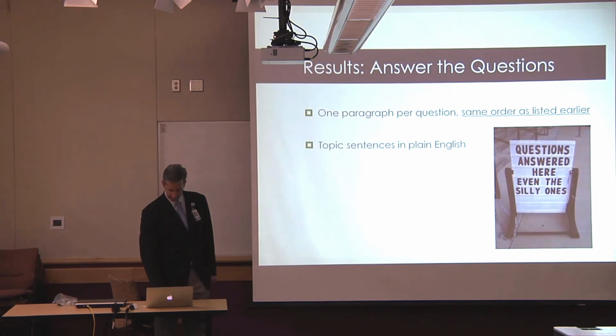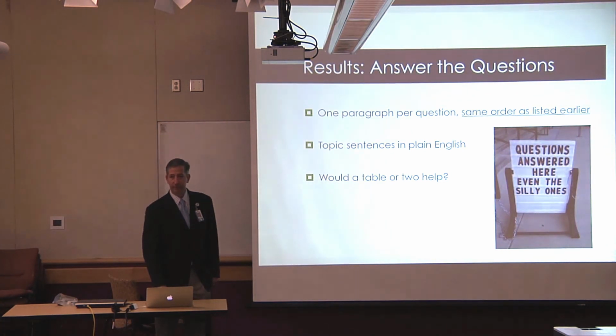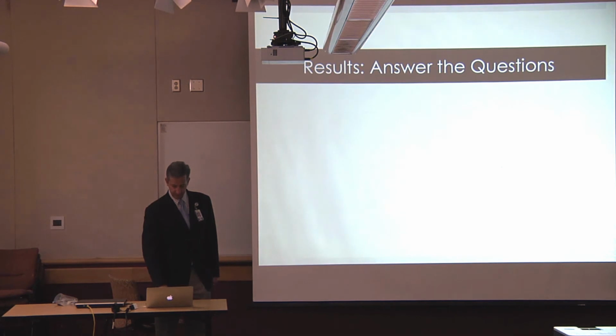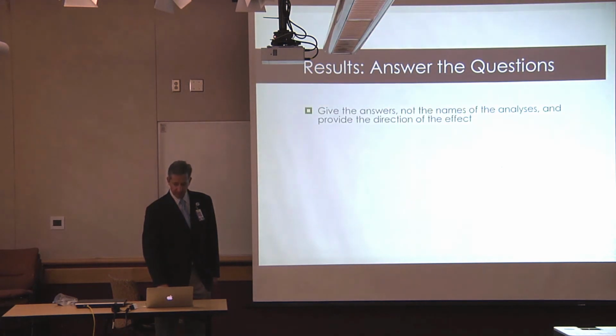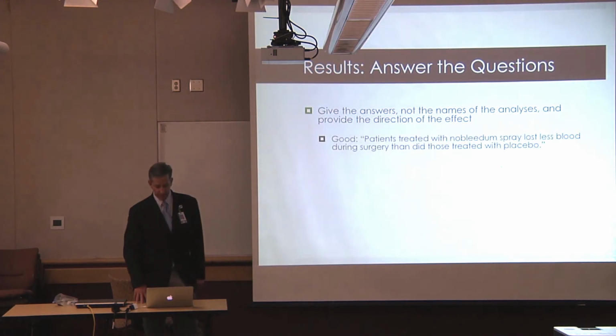Topic sentences in plain English. Ask yourself, would a table or 2 help? If you're starting to summarize large numbers of patients or large numbers of complications, a table is better. It's important to give the answers to the questions, not the analyses you use to get those answers. And this is commonly done, and it does not make the papers easier to read. I would say, patients treated with no bleedum spray lost less blood during surgery than those treated with placebo. That would be a topic sentence. No p-values, no analysis, no nothing. Clear summary of the main result.